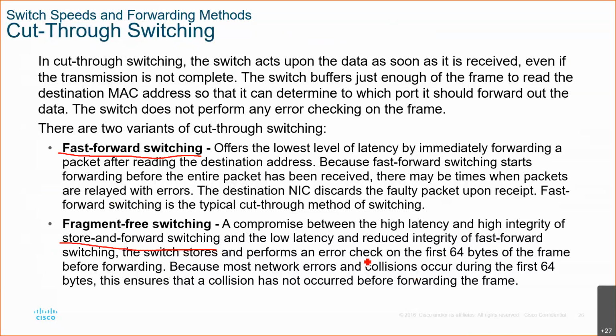It checks the first 64 bits. Sorry, the first 64 bytes. It checks the first 64 bytes, because usually if there is an error, it is in the first 64 bytes. If it finds an error, then it fixes it. Usually they say errors and collisions happen in the first 64 bytes. So this is your fragment-free switching.